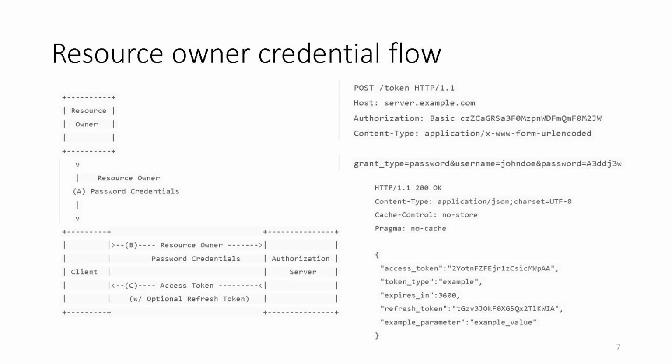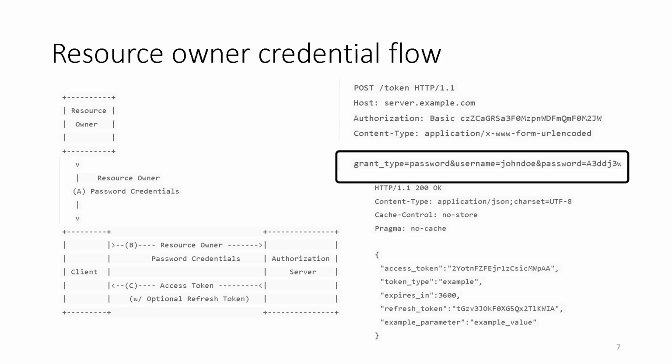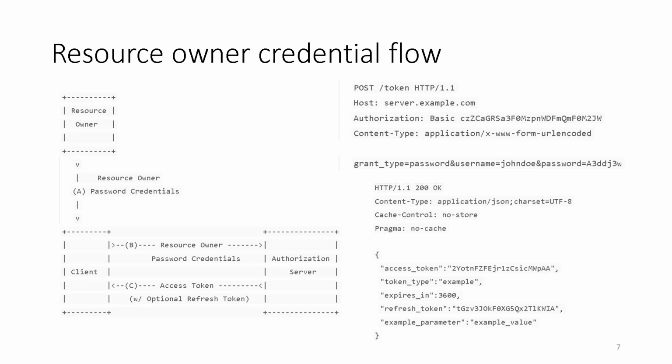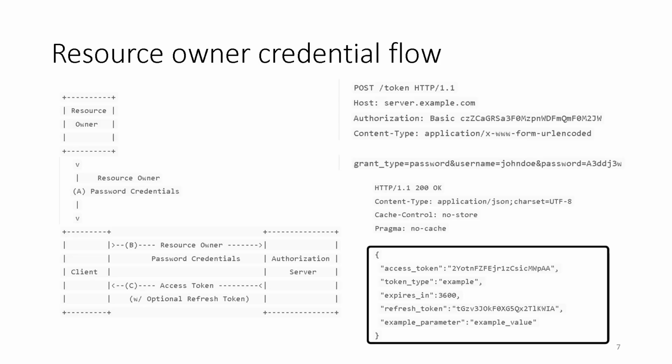The client requests an access token from the authorization server's token endpoint by including the credentials received from the end user, the resource owner. When making the request, the client authenticates with the authorization server. The authorization server authenticates the client and validates the resource owner credentials, and if valid, issues an access token. This also shows the POST of the user credentials and the corresponding response from the authorization server with the token.